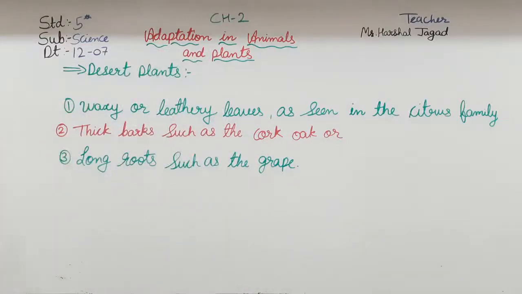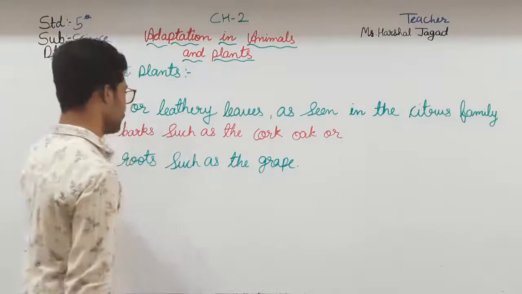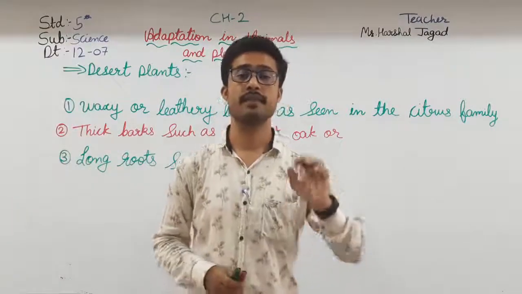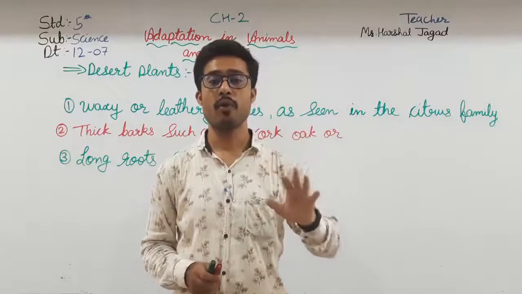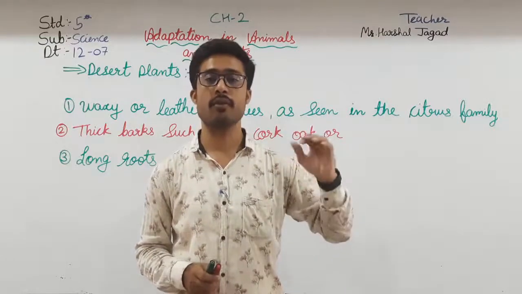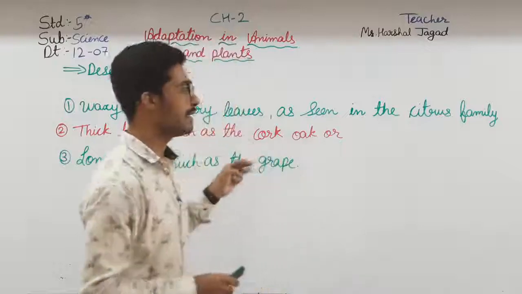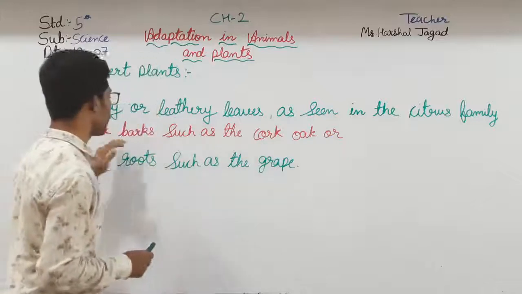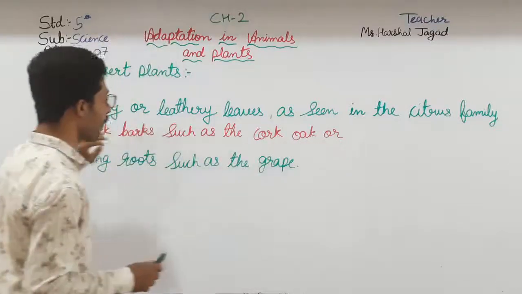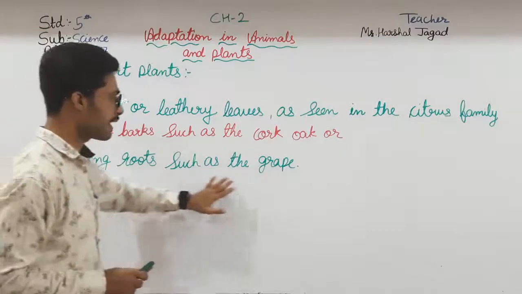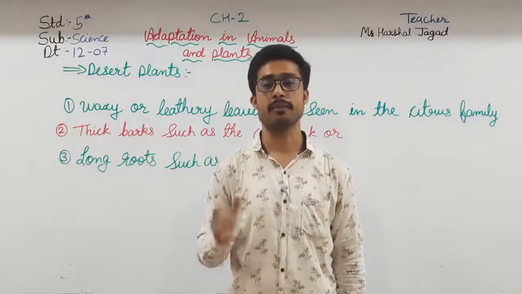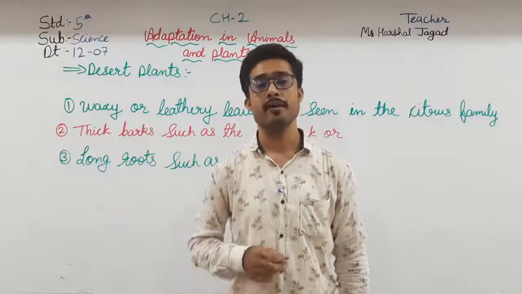Okay. So these are the three adaptations where there is very low water or there is less rainfall in that area. So these are the three, that is waxy or leathery leaves as seen in the citrus family, thick bark such as the oak, or long roots such as the grape. So these are the three adaptations for the plants which are not in the desert but have a dry region.